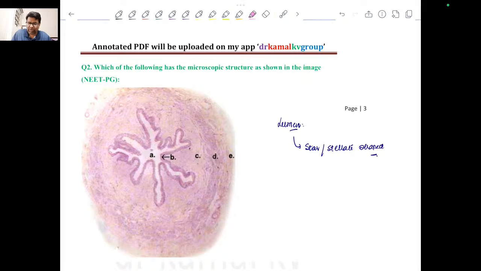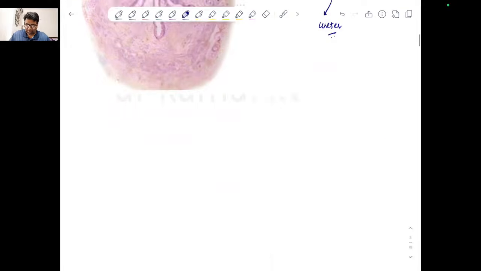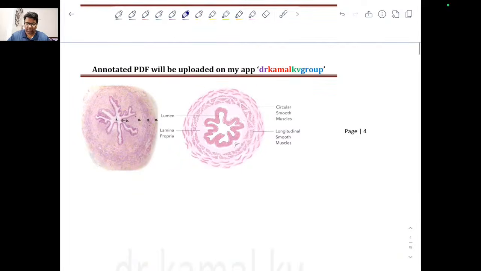Clear? So the moment you have this kind of presentation where you see a transverse section of a structure in which we can see a lumen which is star or stellate shaped, think of ureter. Okay, so this is ureter. Now for the ease of understanding or correlation, I have taken the histological slide and I have taken a diagram to correlate the two. Now what we can see here, this label A is the lumen. Okay, so let us take the labels.